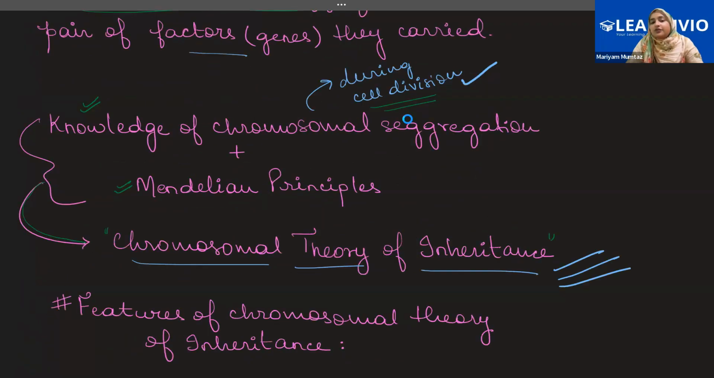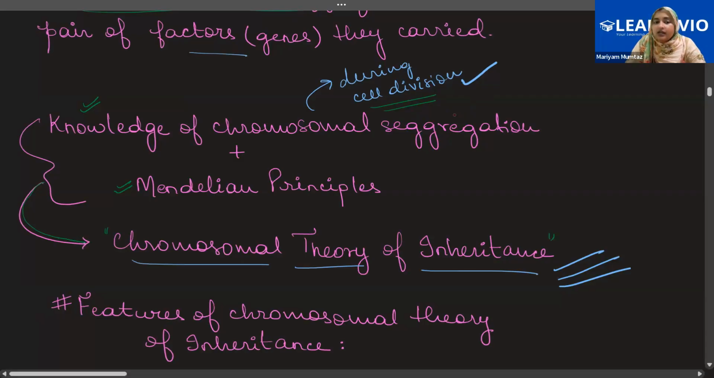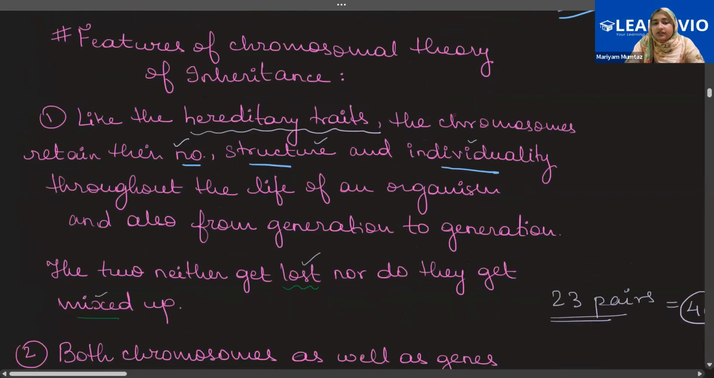Now, the knowledge of chromosomal segregation that happens during cell division, along with the principles that Mendel had already laid the work for, this combined thing gave the chromosomal theory of inheritance. Now, what are the features? According to the chromosomal theory of inheritance, the chromosomes retain their number, structure, and individuality.